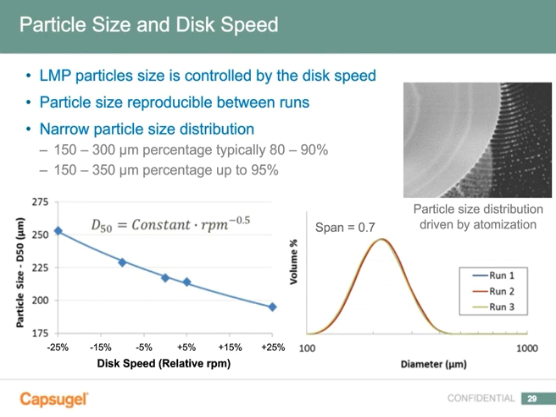The plot on the right shows the reproducibility. So once we do understand the system, it is very, very robust. We're able to get very, very good reproducibility between runs. And then we also get a very tight particle size distribution. So typical spans are on the order of 0.7. And then, if you are fluid bed coating, we can get particle size yields between 150 and 350 microns in the 80 to 90 range, and then upwards of 95% if you're looking at a 150 to 355 or 350 micron particle size.